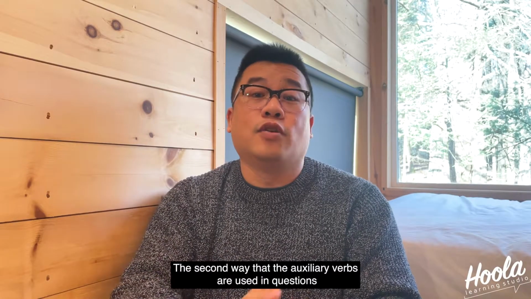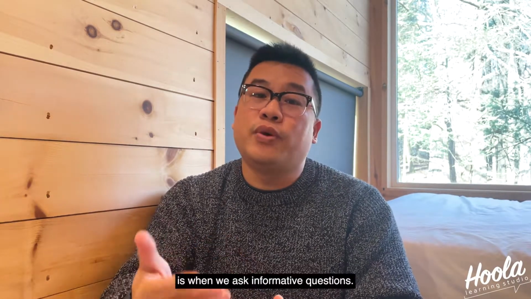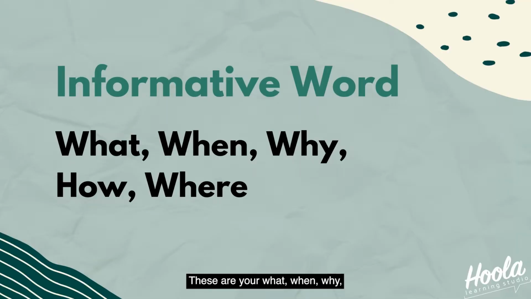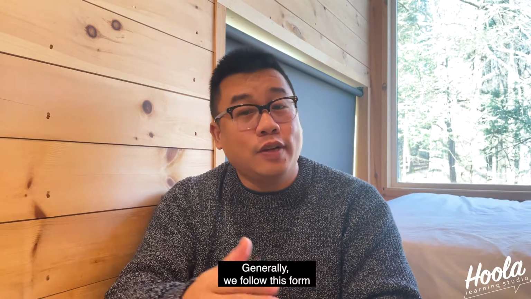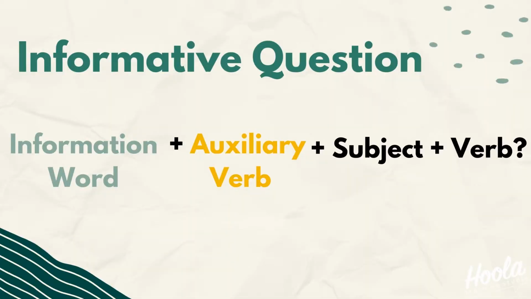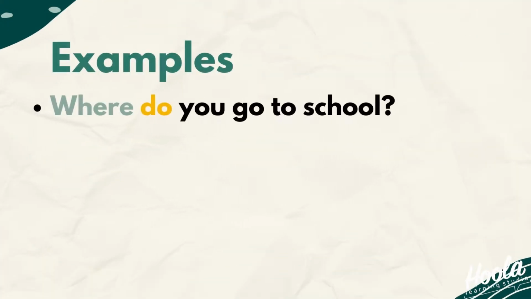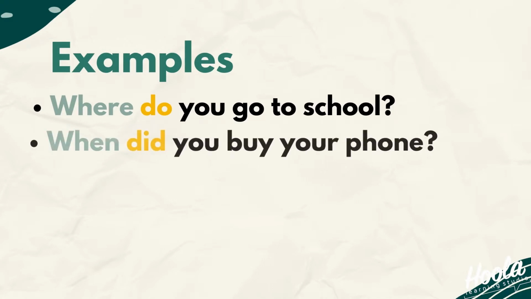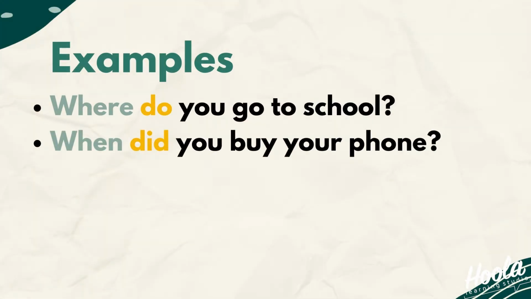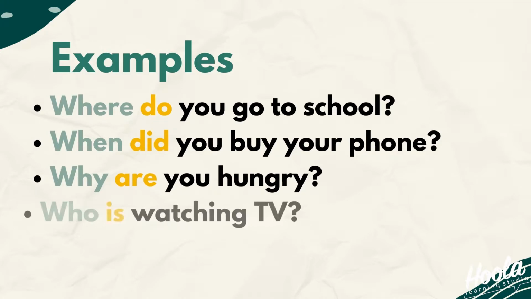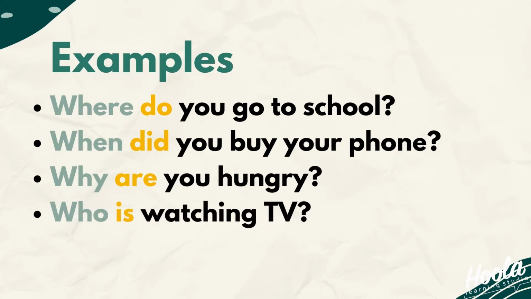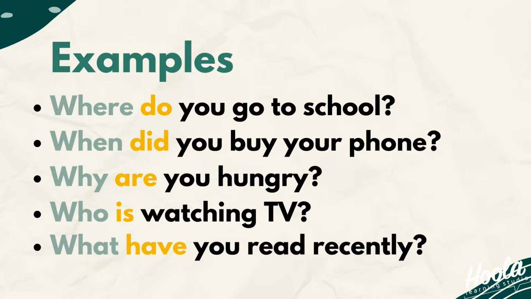The second way that the auxiliary verbs are used in questions is when we ask informative questions. These are your what, when, why, how, who, and where questions. Generally, we follow this formula. Information word plus the auxiliary verb plus the subject plus the verb. For example, where do you go to school? When did you buy your phone? Why are you hungry? Who is watching TV? What have you read recently?